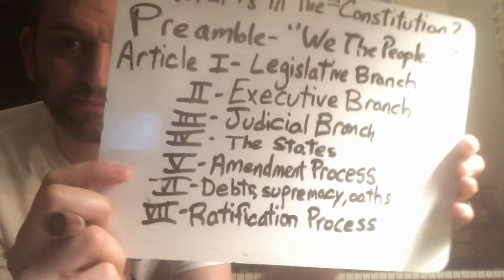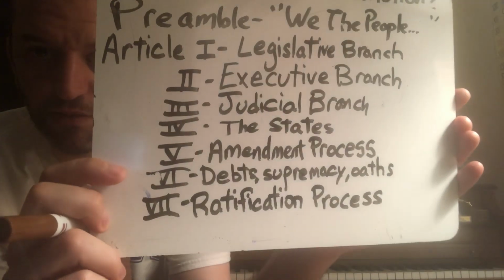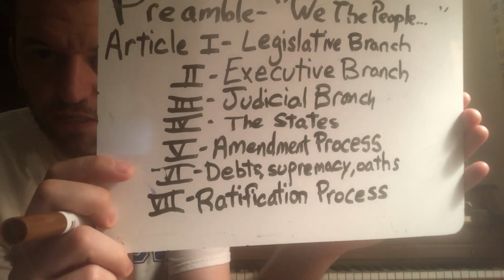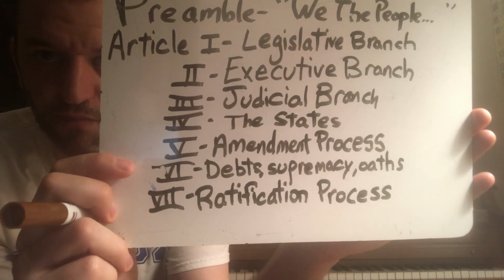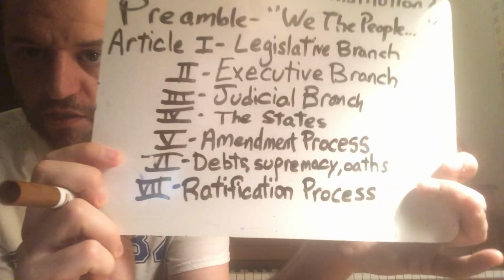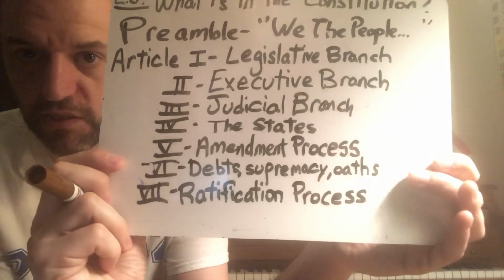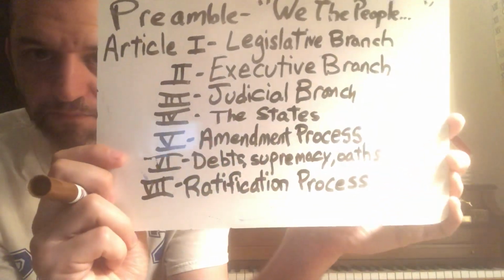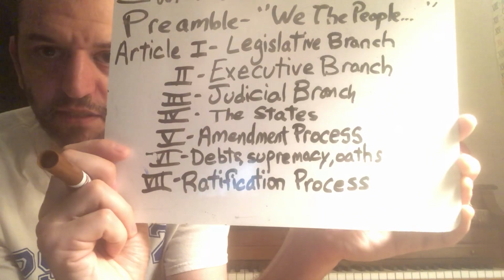Article 6 talks about debts, how the government pays its debts, money it owes. The Supremacy Clause that we talked about says that the federal government is supreme over the state governments. And the oaths. Oaths are the things that people have to say when they get sworn in, like the president has to take the oath.